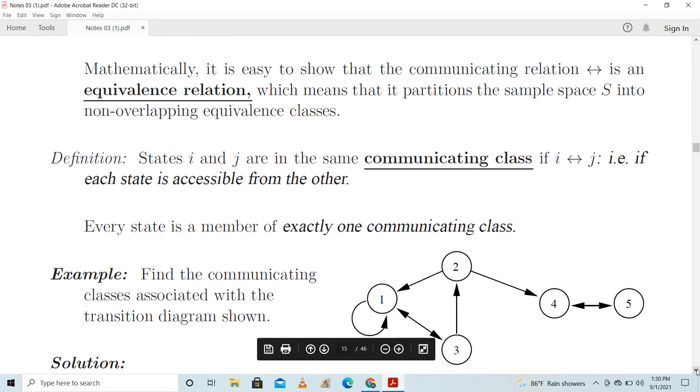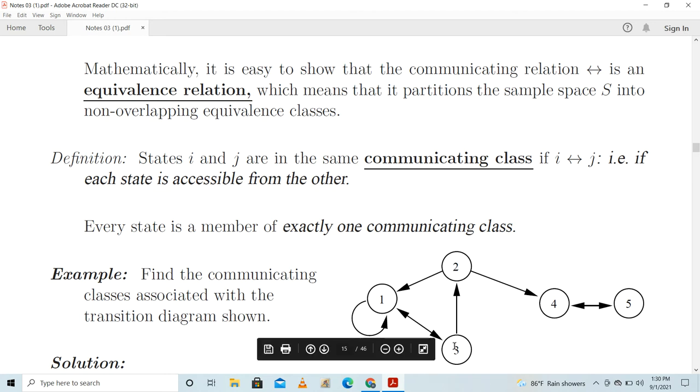Now, if you look at this example transition diagram, you can see you have five states: state 1, 2, 3, 4, 5. From state 1, I can go to state 3, and from state 3, I can go to state 1 directly. So 1 and 3 are communicating states, no problem. Let's check 1 and 2. From 2, we can directly come back to 1. If I want to go to 2 from 1, I have to go through 3 and then 2. It's also possible. So 1 and 2 are also communicating states.